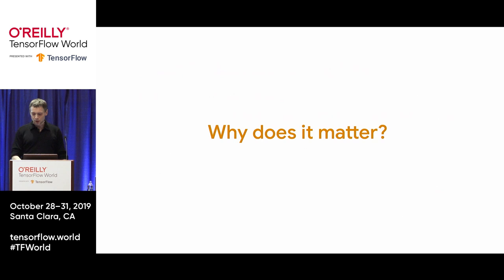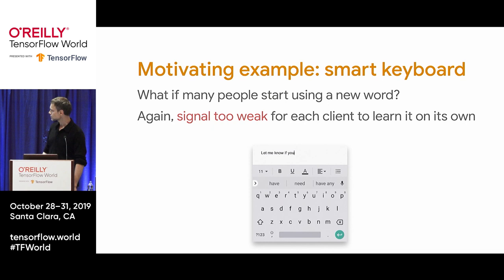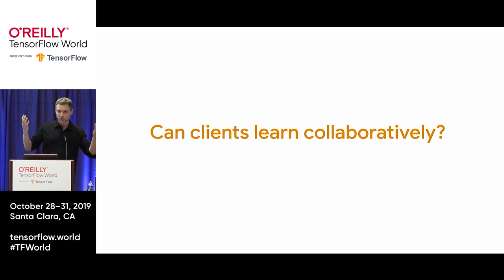Here's one concrete example from an actual production application. It's a smart keyboard that's trying to learn to autocomplete. If you train a model on the server and deploy it, now suddenly millions of people start using a new word, what happens? You'd think, hey, it's a strong signal, millions of people. But if you're not one of those millions, your phone has no clue. And it could take a lot of punching into that phone to make it notice that something new has happened. So this is not what we want. We really need the clients to somehow contribute back towards the common good so they can all benefit.